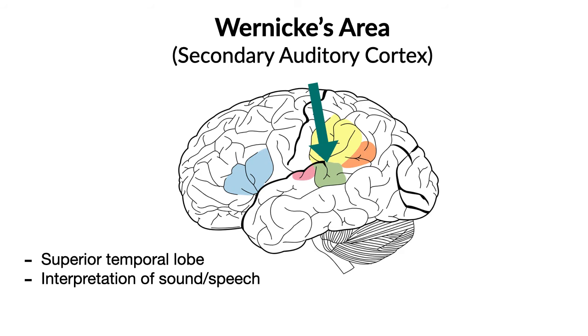cortex interprets that sound. So you heard the sound, the word. Now the primary auditory cortex sends that information to the secondary auditory cortex, and the secondary auditory cortex, otherwise known as Wernicke's area, deciphers and processes the interpretation of that sound.